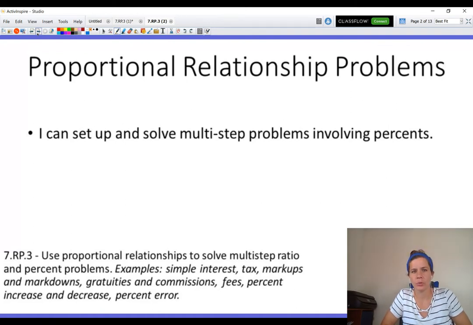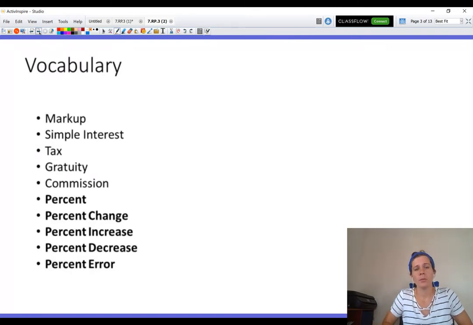Proportional relationship problems. This is the second video in a two-part series, and by the end of this video, you should be able to set up and solve multi-step problems involving percents. The standard for this video is 7.RP.3. The vocabulary that we are discussing in this whole unit is listed here, but the only ones we're going to talk about in this video are percent, percent change, percent increase, percent decrease, and percent error.